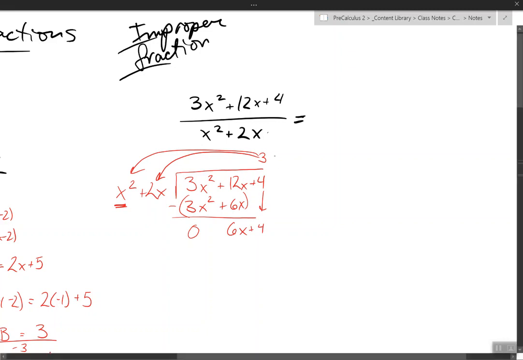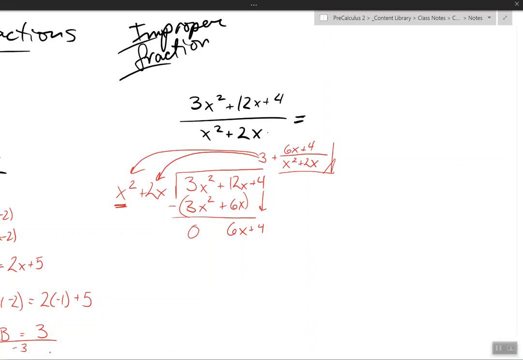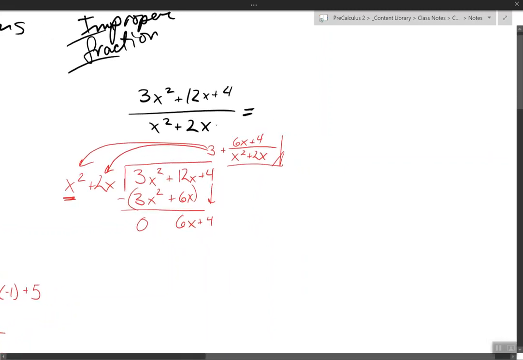So we take our remainder and we write it over the original denominator. So 6x plus 4 over that denominator of x squared plus 2x. This end fraction is what we're going to decompose. The 3 is just going to hang out. We don't want to forget about it. We need to bring it back into our final answer, but it's not going to affect the decomposition. So that's what we're working on.